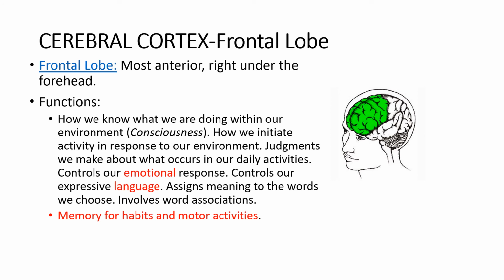All right, so with criminal psychology, we're going to talk a little bit about the brain. The first part of the brain is going to be our cerebral cortex. This is our frontal lobe, which is directly behind your forehead, as noted in green. It's the most anterior, right under your forehead. The functions of your frontal lobe is basically how we know what we're doing within our environment.